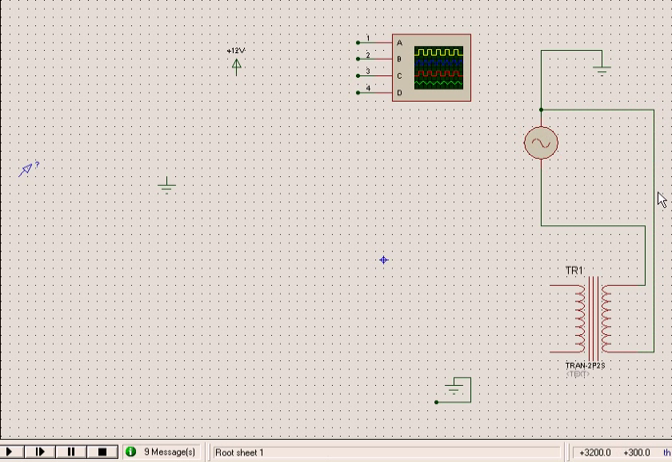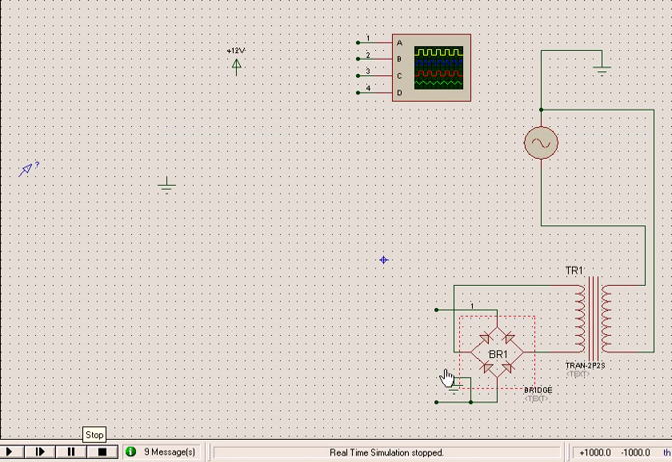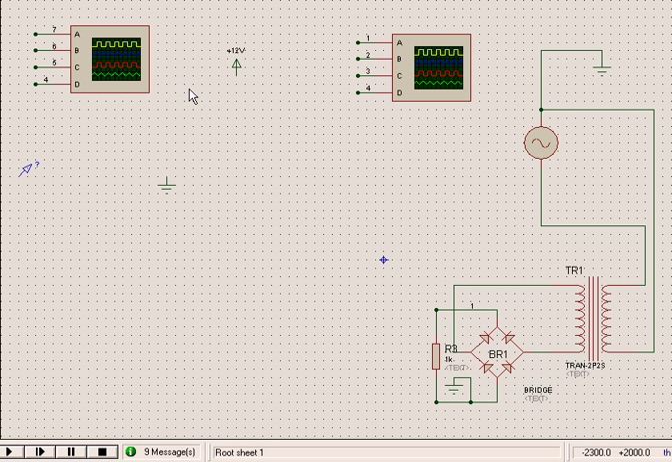The transformer's primary is connected to the supply, and the secondary has other connections to be made. We connect a bridge rectifier across this. And once we connect a bridge rectifier, we know that we will get a pulsating DC like this in the output, right? Next, we have connected a load resistor here, and then we connected one more CRO also.